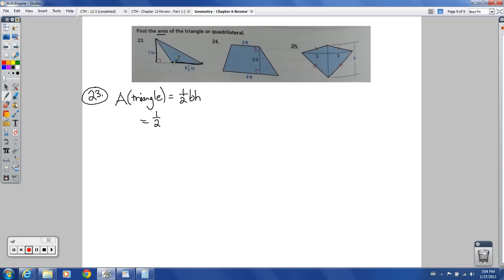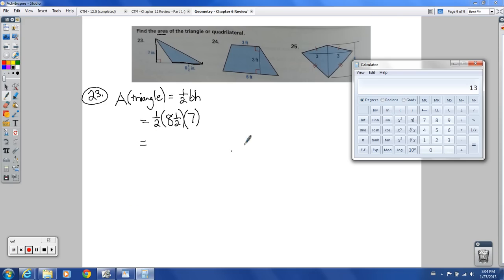Even if it doesn't touch the base, it's still perpendicular to it. It's still the straight up and down height with respect to this base. So the base is 8.5. It's 1/2 times 8.5 times the height, which is 7. And so this becomes 1/2 times 8.5 times 7. This would be 7/2. You can do multiplication in any order.